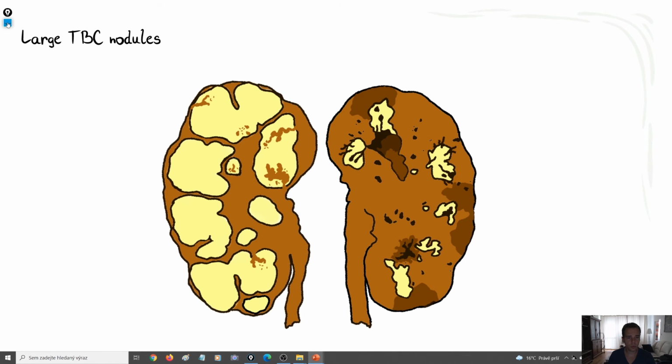And large TBC nodules look like this. This is the kidney, and you see that the kidney is affected by multiple large foci of TBC with central caseous necrosis. So the whole kidney is affected by multiple large nodules.